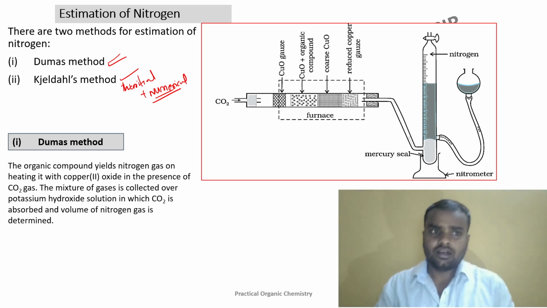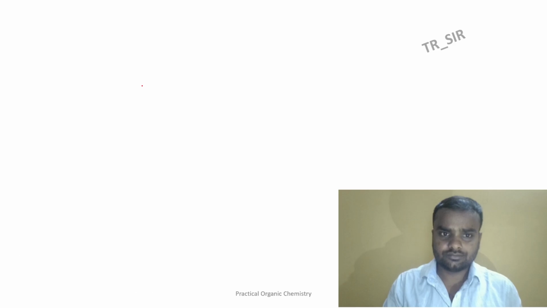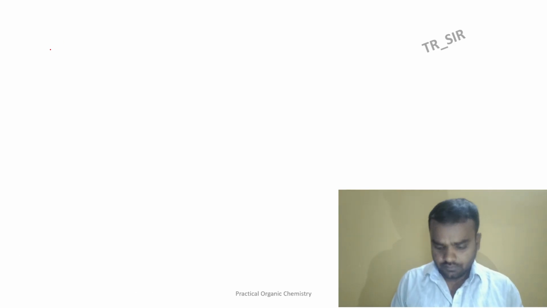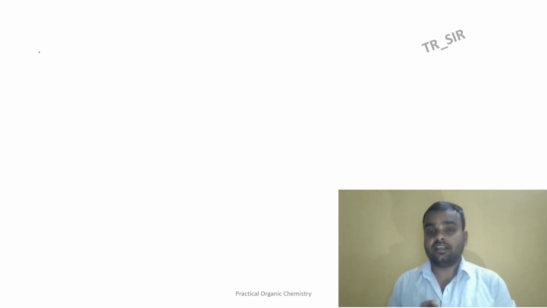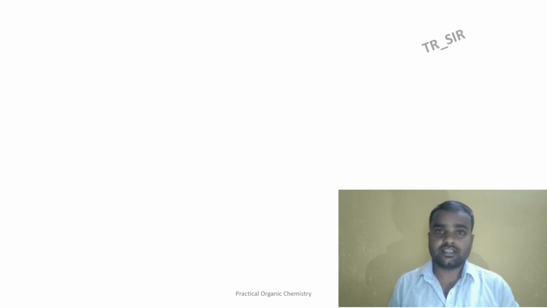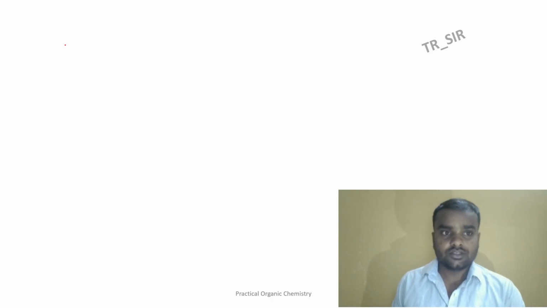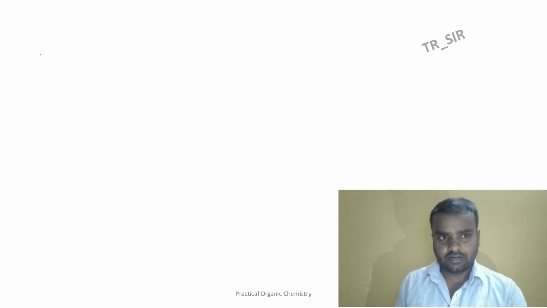First, we'll try to see the Dumas method. Let me explain the relation for percentage calculation of nitrogen. Then we'll come to the process diagram. So here, we'll take an unknown hydrocarbon.